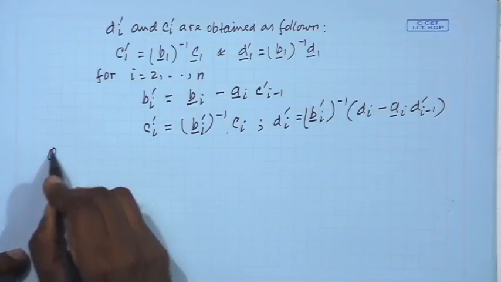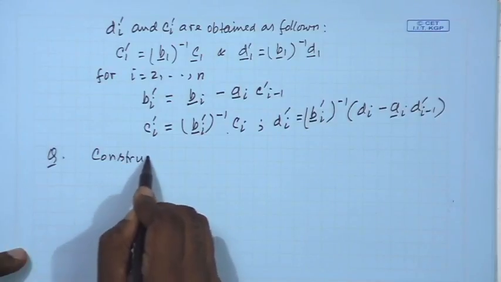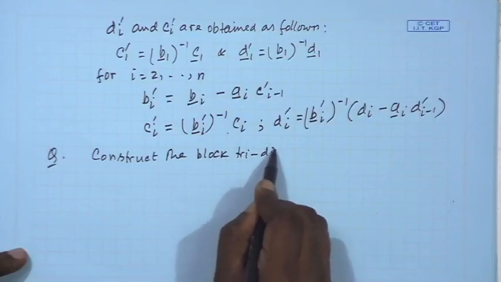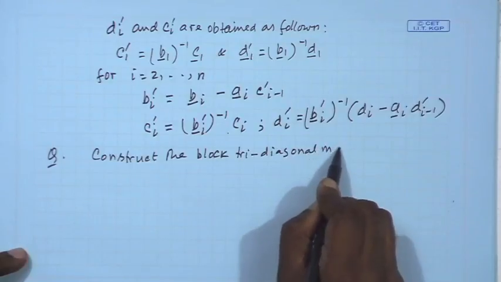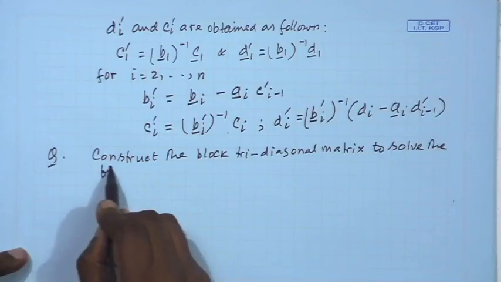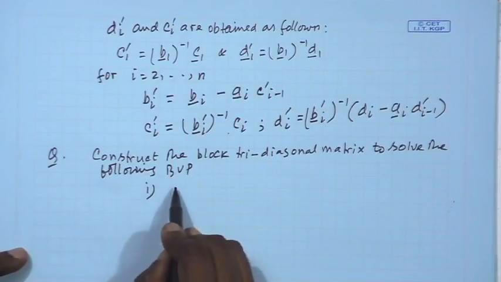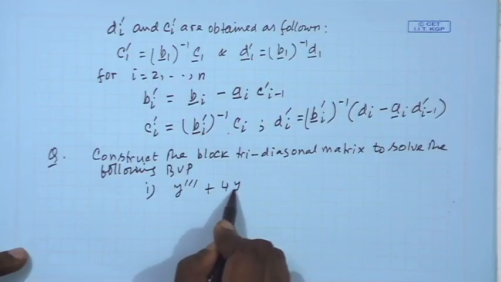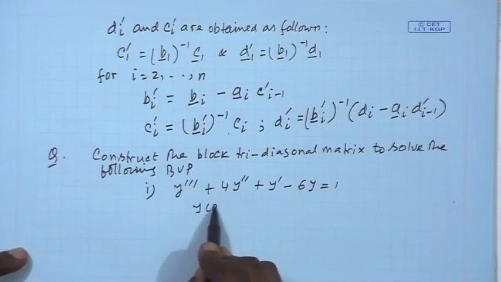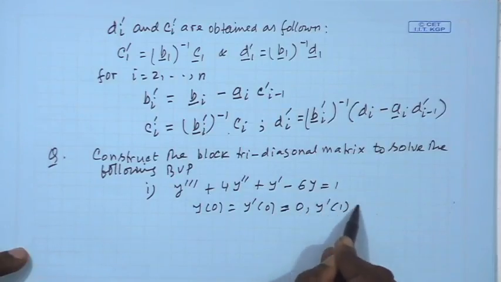So, one can construct the block tridiagonal matrix to solve the following BVP: y triple dash plus 4y double dash plus y dash minus 6y equal to 1, with y 0 equal to y dash 0 equal to 0 and y dash 1 equal to 1.